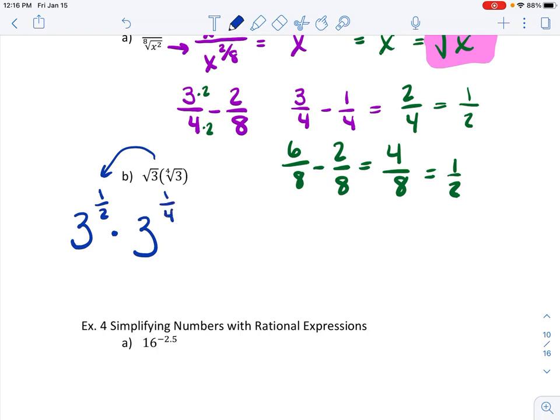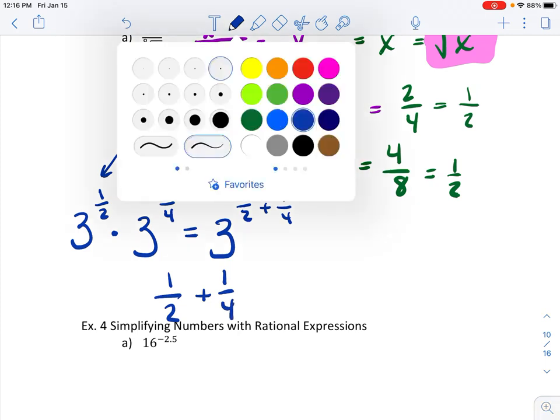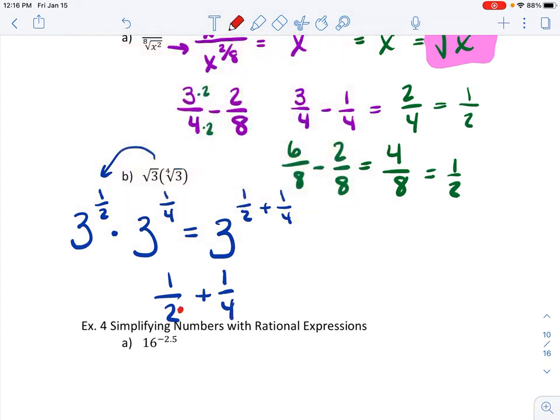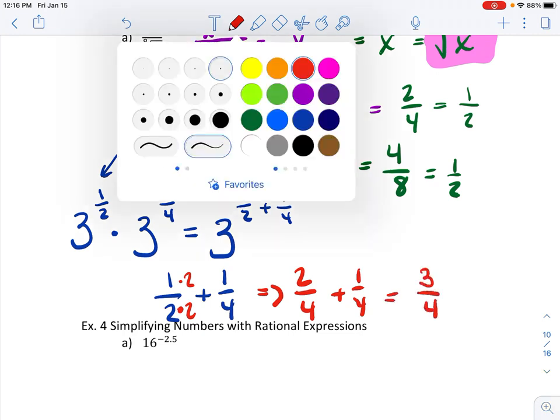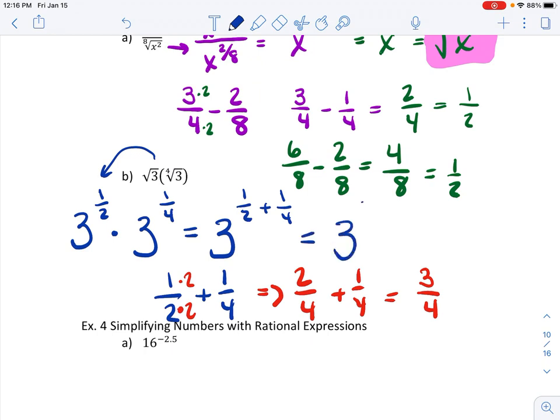Now the bases of 3 match again, which means I can just add my exponents. So 3 to the 1/2 plus 1/4 power. Notice I have to get common denominators again. So I am going to try to get common denominators of 4, which means I need to multiply this first fraction by 2 in the numerator and denominator. So I get 2 over 4 plus 1 over 4 equals 3 over 4. So I have 3 to the 3/4 power.